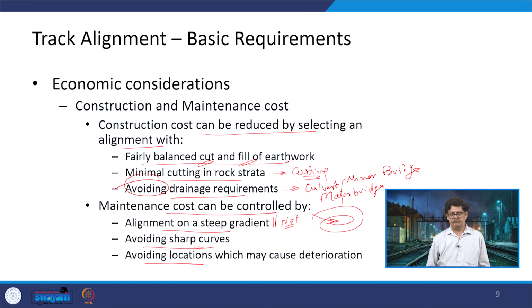Sharp curves, again. In this case also the wear will be more. We have discussed those. Avoiding locations where any deterioration can occur, so you need to remove that. If you can do that, then it means you are going to have a low maintenance cost.